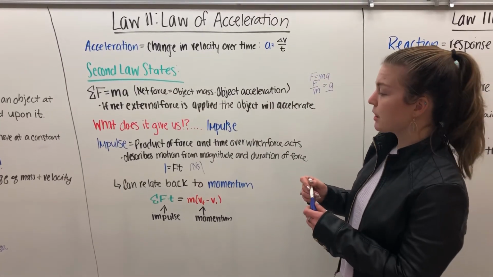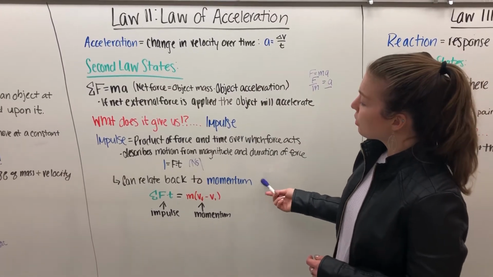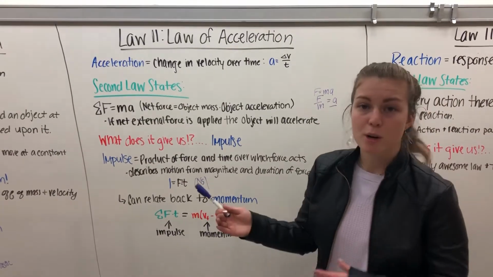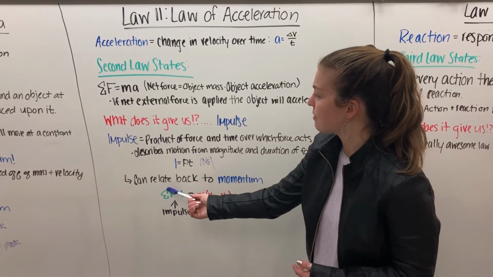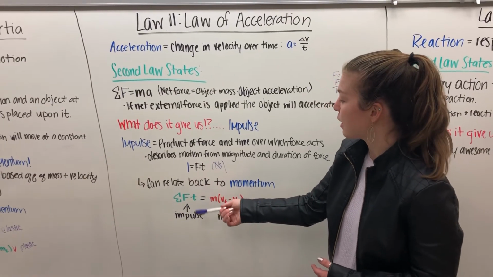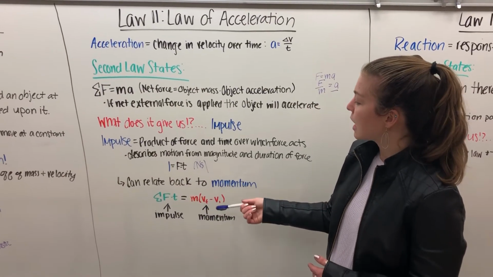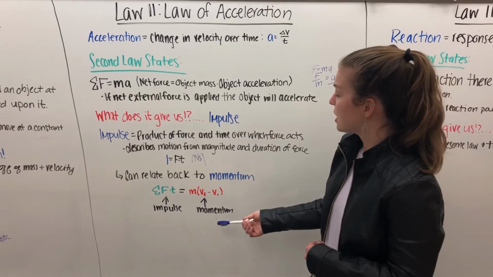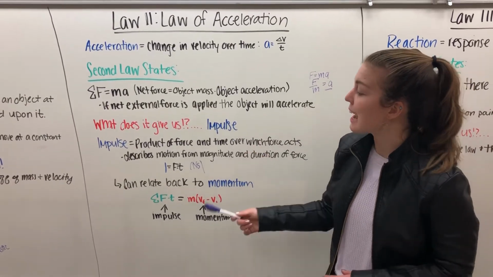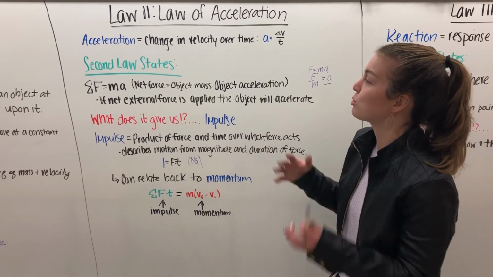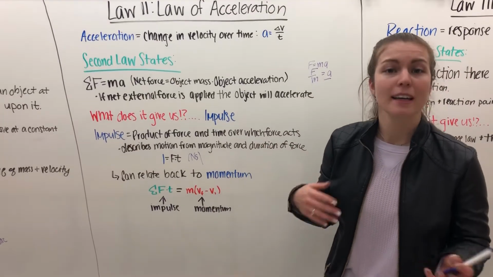And we can actually relate this back to momentum. So we can see that you have an impulse-momentum relationship, and this is how it's defined. You can see that the impulse, which is our net force times time, equals mass times delta v, which is momentum. So the reason why this is so applicable to this law is because it's actually just going to be a way to rewrite the second law, and I can explain how.